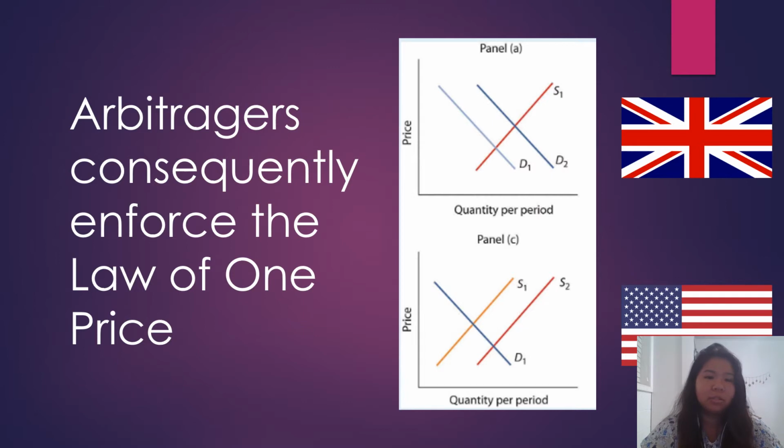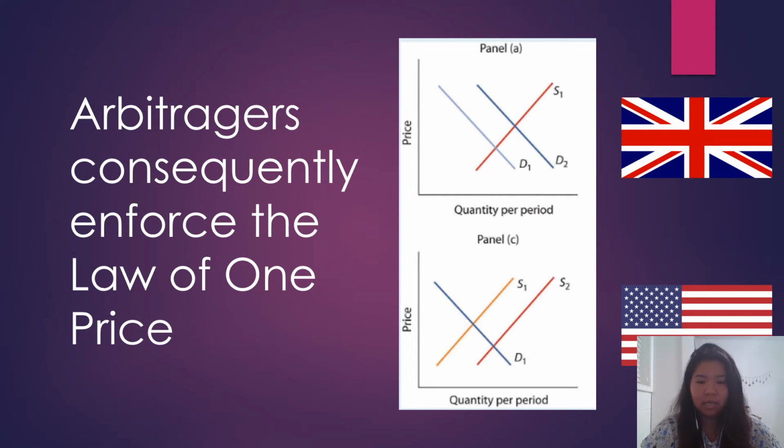So because all the arbitragers are coming over to Great Britain to buy the shirts for cheaper, the demand for those dress shirts in the market increases, so it pushes the demand curve from D1 to D2, which subsequently increases the price of the shirts.